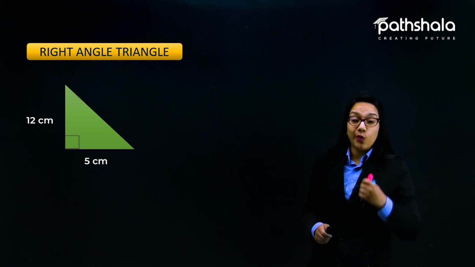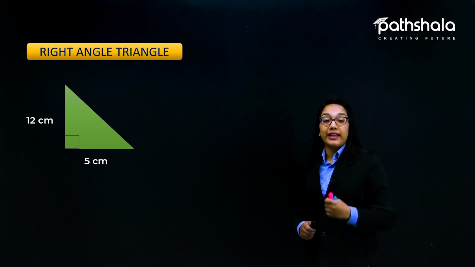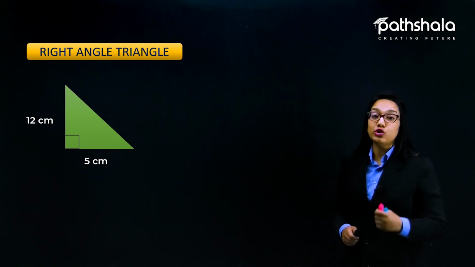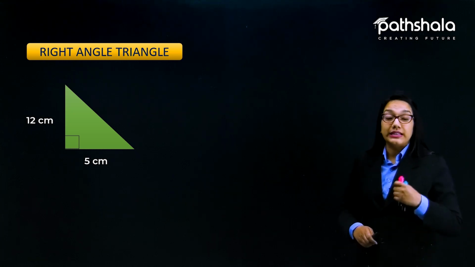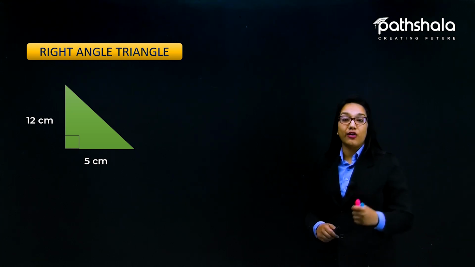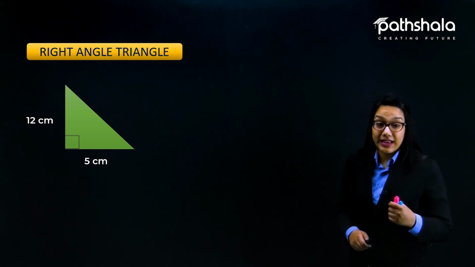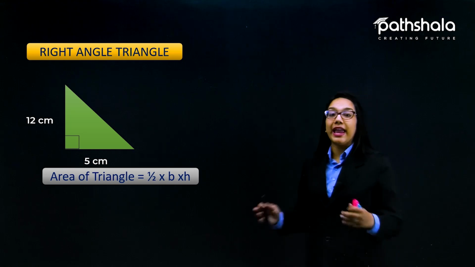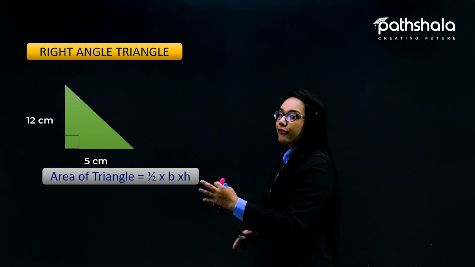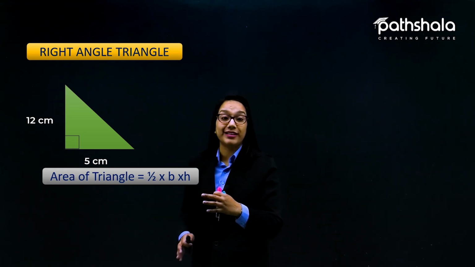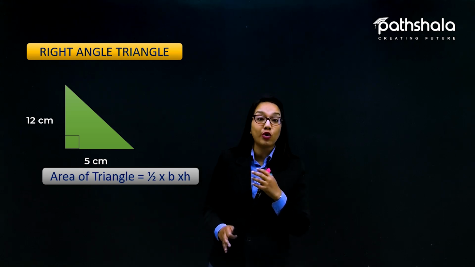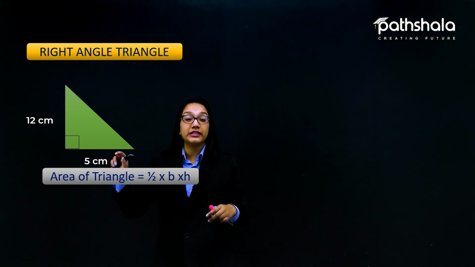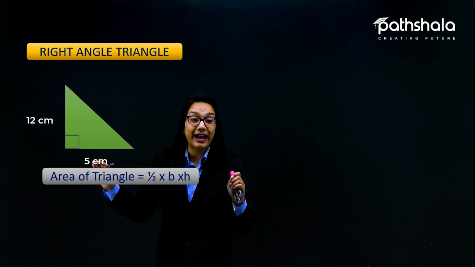So yes, we know that if we have a right angle triangle whose two sides are given to us, then we can find the area of the triangle with the help of a particular formula, which is called area of triangle is equal to half into base into height. This is only applicable if we know the two consecutive sides which have a 90-degree angle between them.